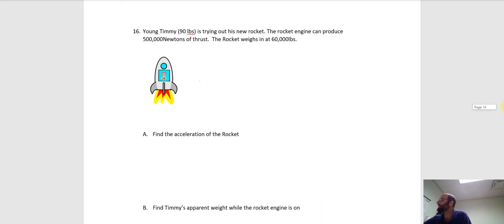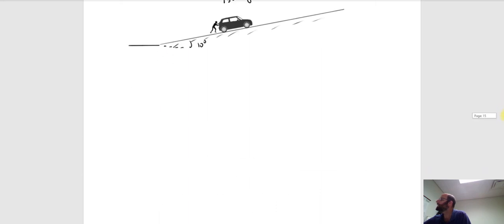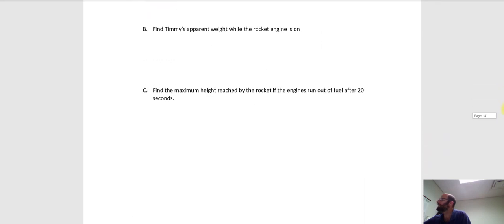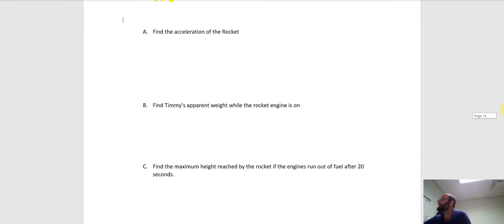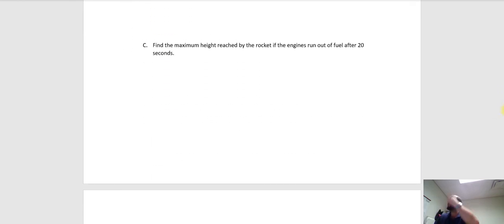Let's see what else we got here. Find the maximum height reached by the rocket if the engines run out after 20 seconds. Okay, so this is kind of going back to Unit 1. And I'll get you started on this.